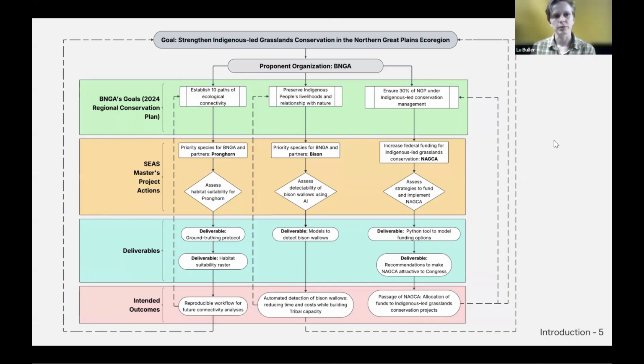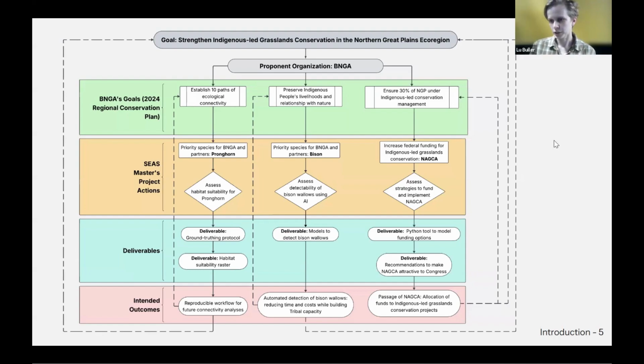We discussed with Tony what BNGA's priorities and potential applications might be and whether we should focus on a particular species for our connectivity work. And we decided to focus on pronghorn. So then we did find a good example to build off of. Our goal was to use that as an example to help BNGA develop a reproducible workflow for connectivity analysis in the future, something they could adapt to other priority species potentially.